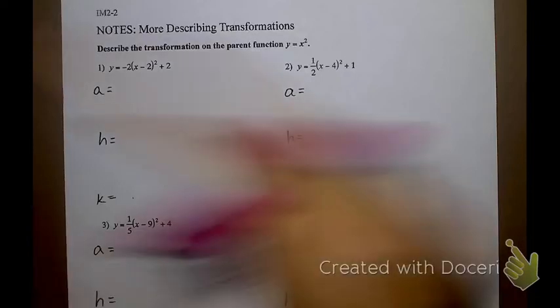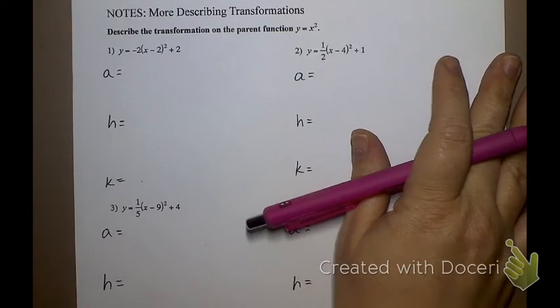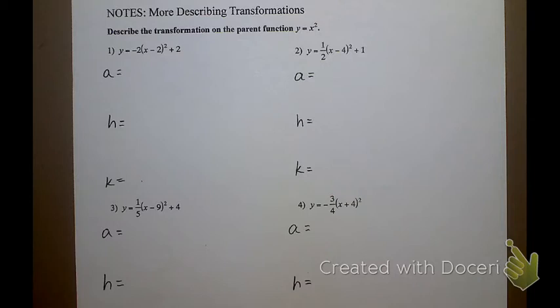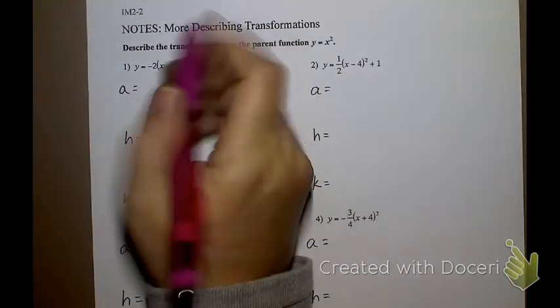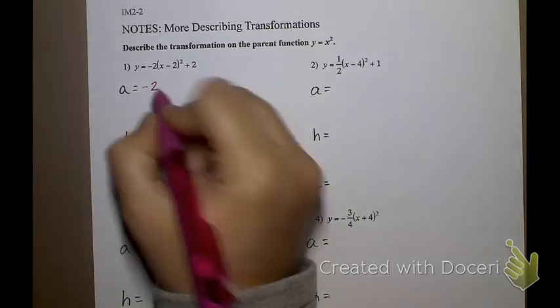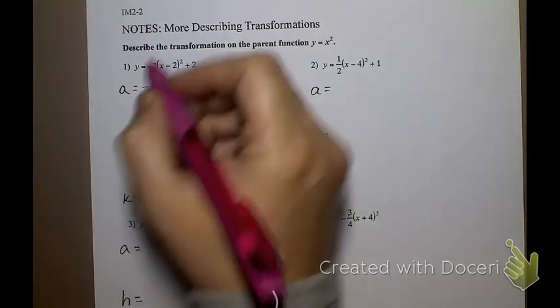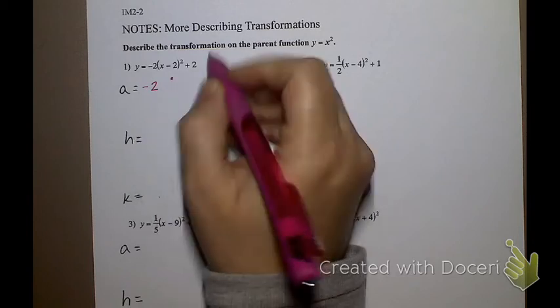All right, so number 1 you should be able to do, right? Okay, so what is my A value? -2. Since A is negative, there are 2 things going on. What is the first thing going on?